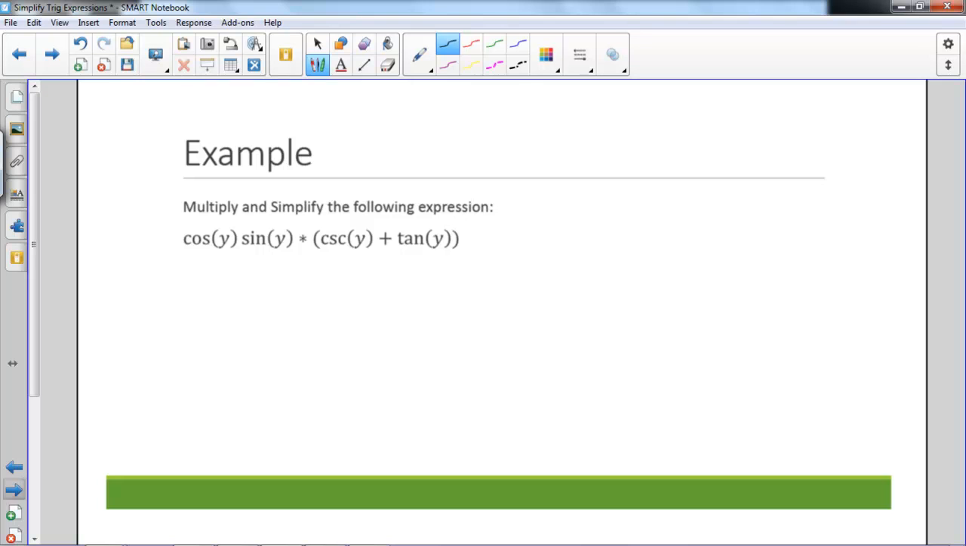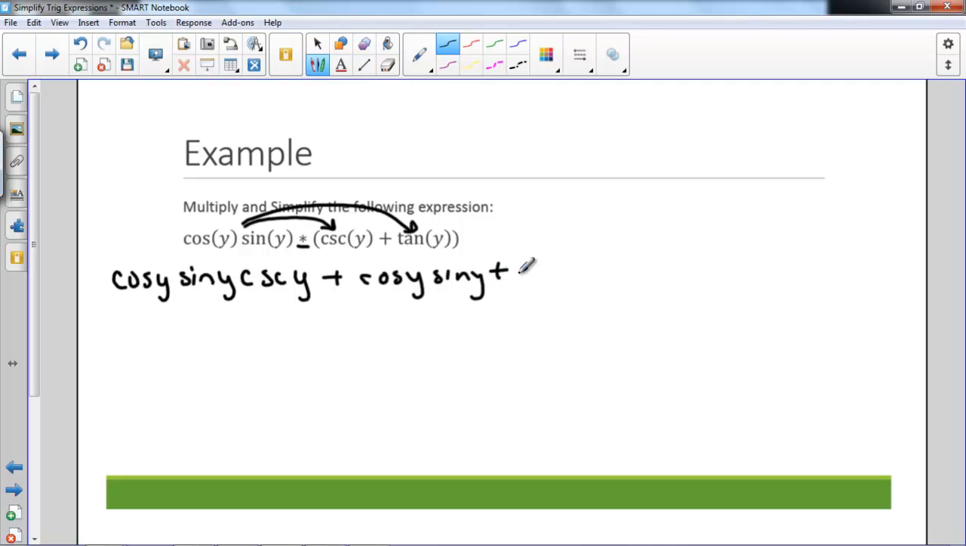Okay, so let's look at our first example. Multiply and simplify the following expression. So here we have our multiplication sign. So the first thing that we want to do is FOIL this. So I'm going to FOIL this into here and get cosine y sine y times cosecant y. Then I'm going to FOIL this into here and get plus cosine y sine y times tangent of y.